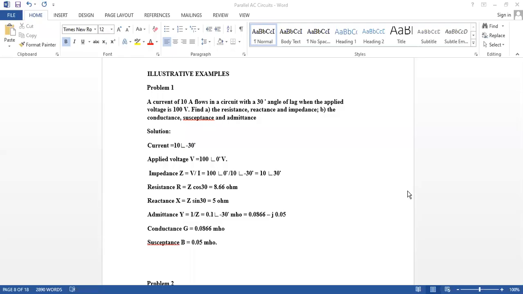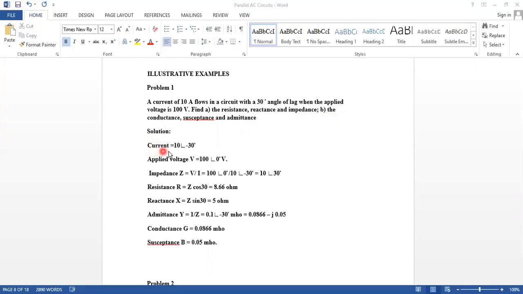So last class we have seen the theoretical part of parallel AC circuits. Now let us start with the illustrative examples with numerical. So consider problem 1. A current of 10 amperes flows in a circuit with 30-degree angle of lag when applied voltage is 100 volts. Find the resistance, reactance and impedance. Also find the conductance, susceptance and admittance.